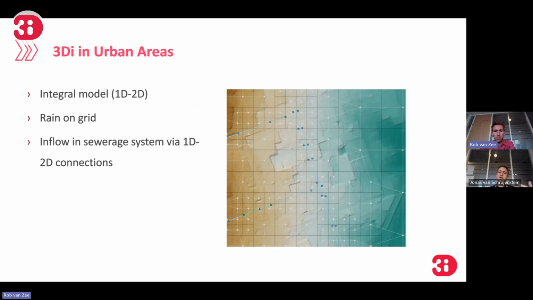But in reality, of course, the water is also flowing on the streets, and it's going to go into the sewer system. That we are doing using integral models, as we call them. We call them integral because we are taking the rain on grid, as it's called, the rainfall as it's coming on the actual elevation model, and then it can flow into the sewer system via 1D, 2D connections.